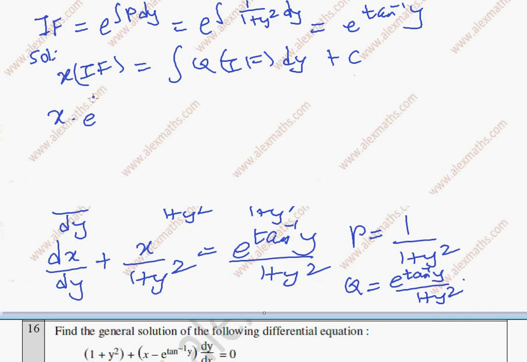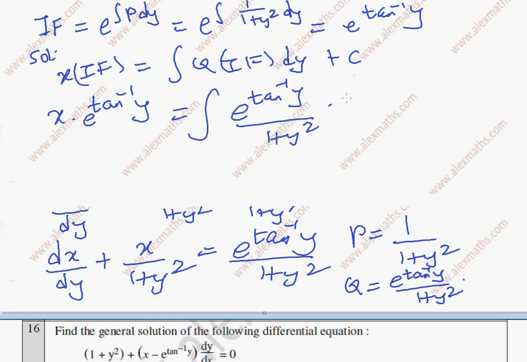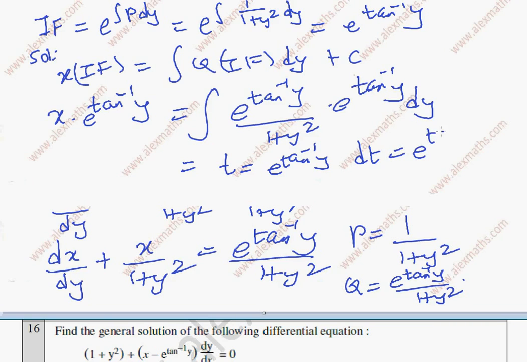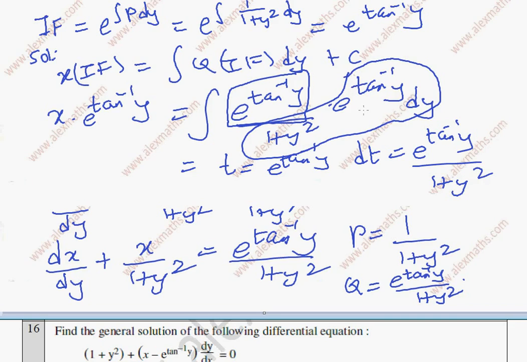So x into e power tan inverse y equals integral e power tan inverse y by 1 plus y square into e power tan inverse y dy. For integrating this, we have to go for substitution. t is equal to e power tan inverse y. So dt will become e power tan inverse y, which will come again, then by 1 plus y square using the chain rule. So this is going to be t, and this entire term is dt.